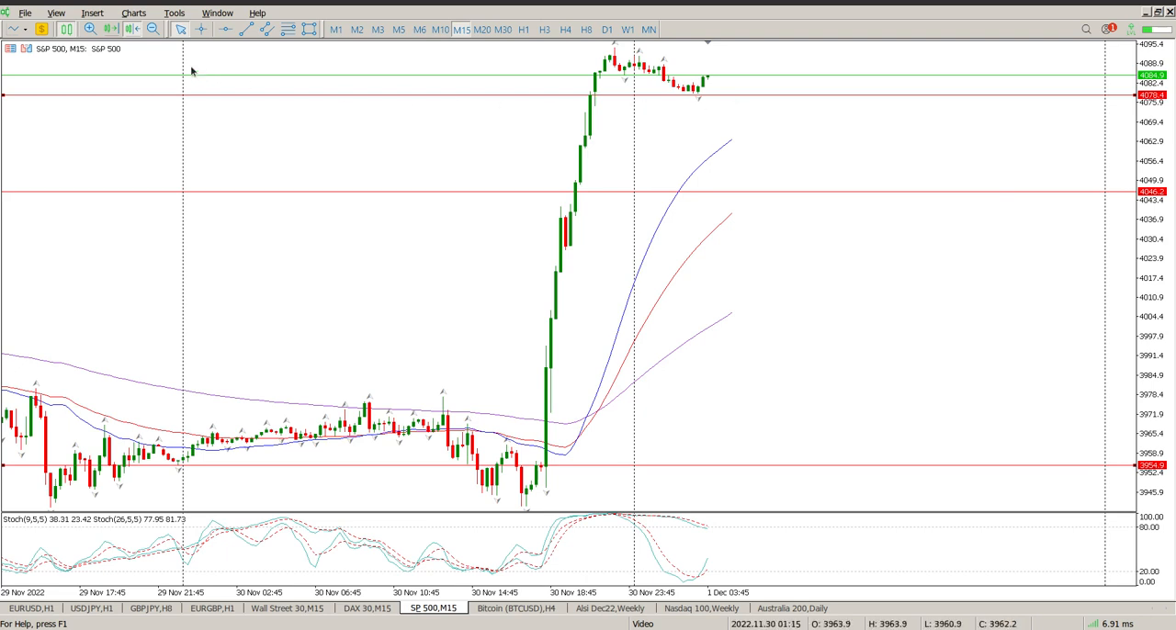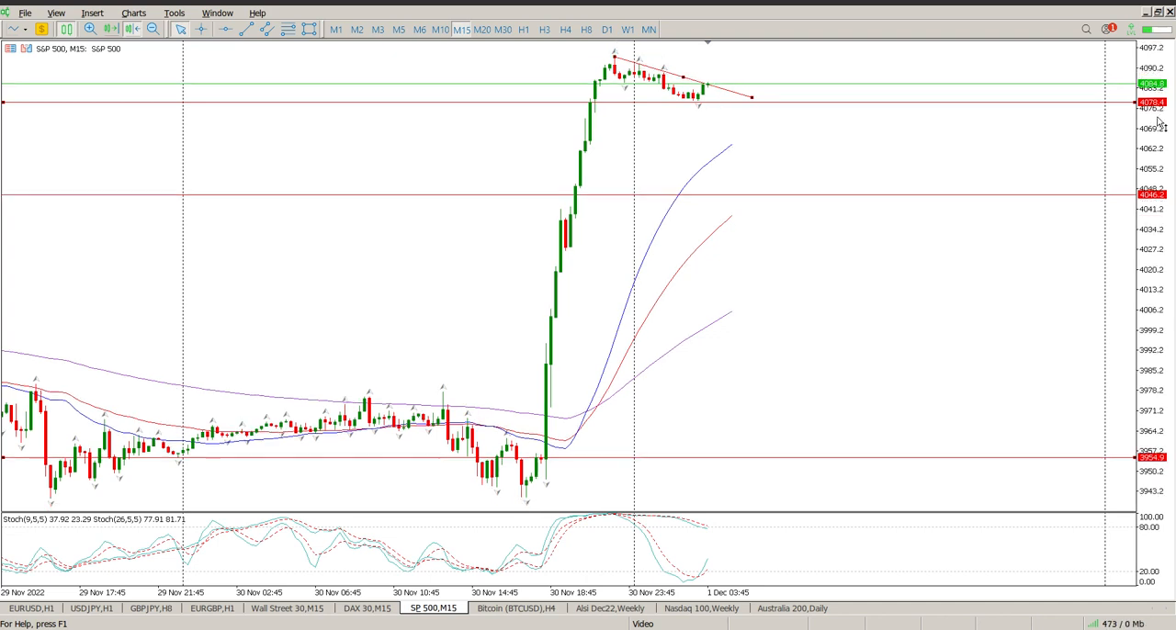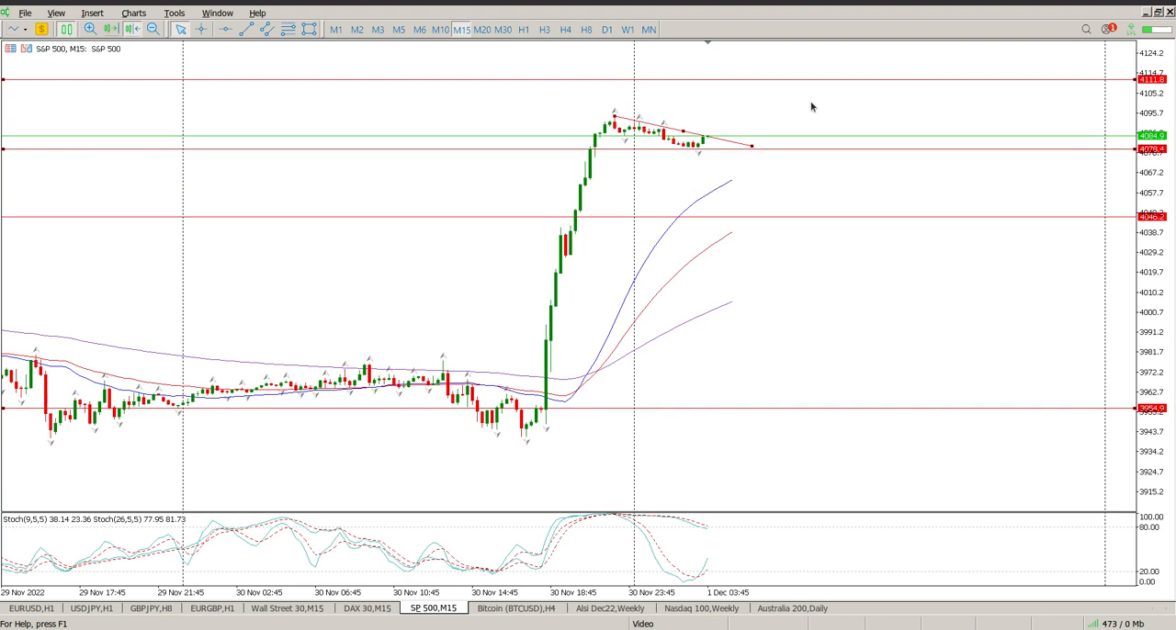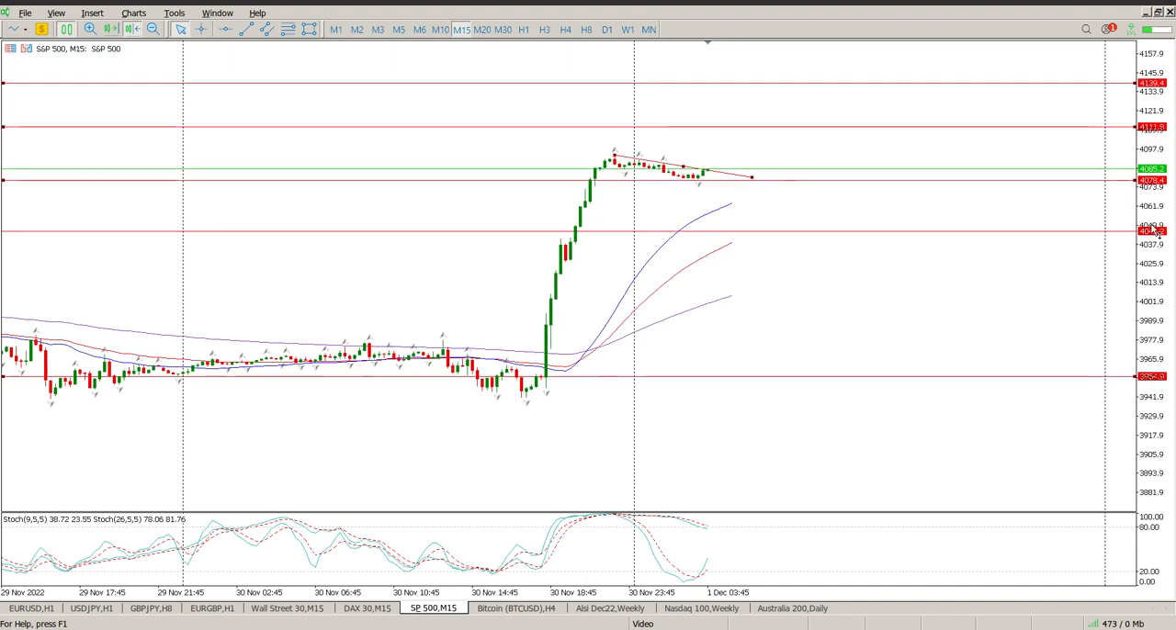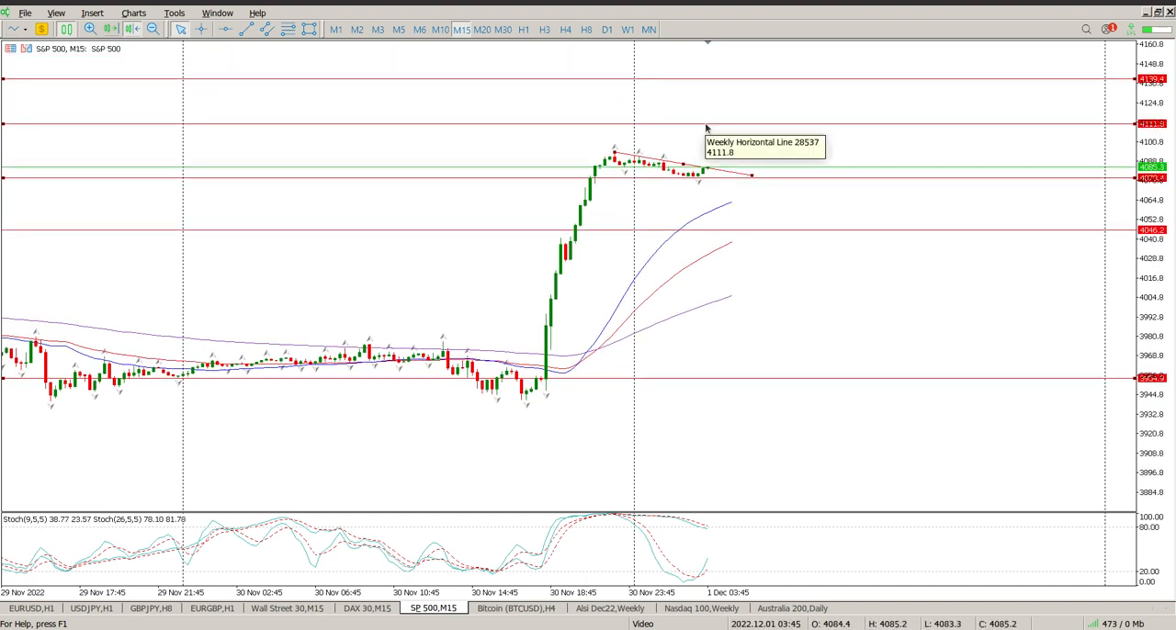So get the flag in. There's the top of the flag. So what you'd be looking for is a bounce off 40.78, and then you're looking at 4,100. There is a level at 4,111, so that would be my first level. It's a weekly level as well, so I don't see us just shooting through that unless we have some more crazy news today. But that's your first target.